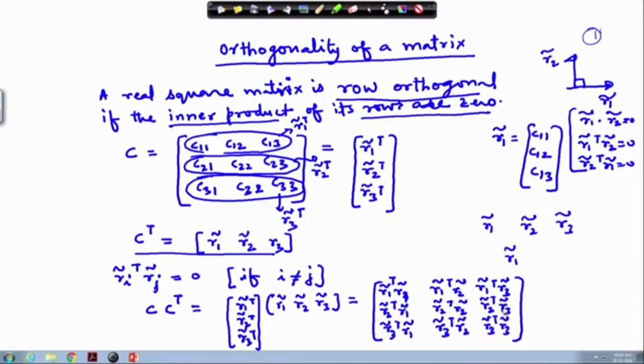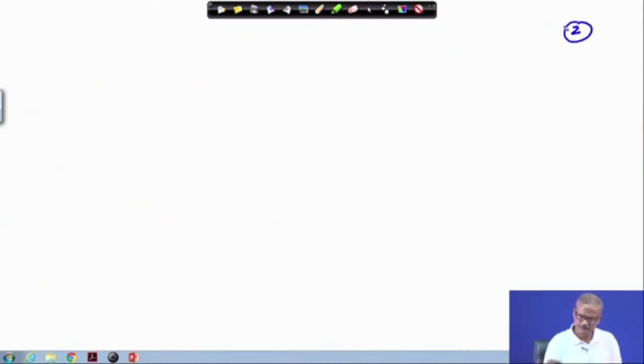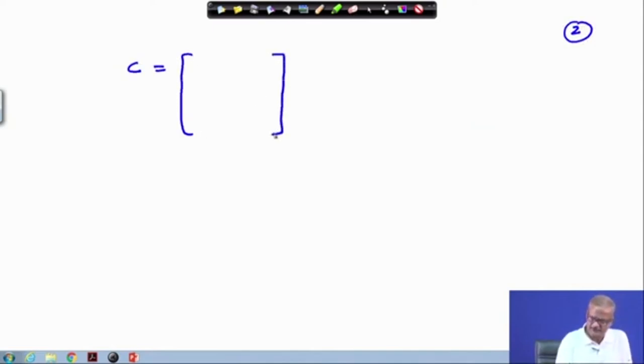R 3 tilde. So, now you can see from this definition that if the rows are orthogonal to each other, only the diagonal terms will remain and the off diagonal terms will vanish. Okay, so we have the C matrix, and therefore C times C transpose we write as R 1 tilde transpose R 1 tilde, and the off diagonal terms will be 0, R 2 tilde transpose times R 2 tilde, 0, R 2 tilde R 3 tilde transpose times R 3 tilde.